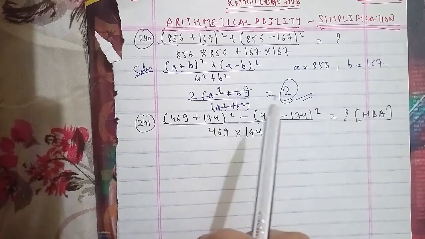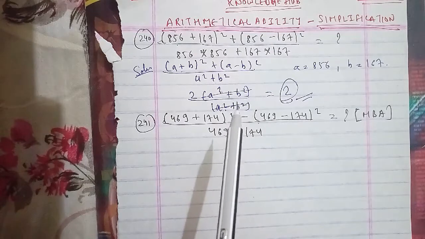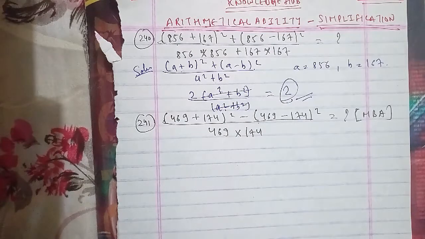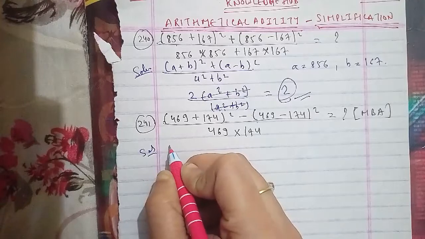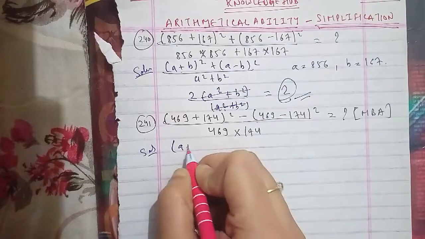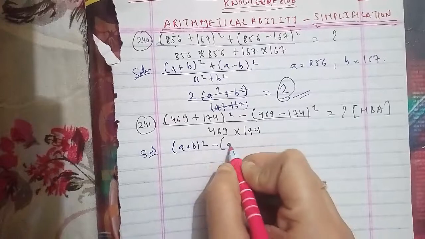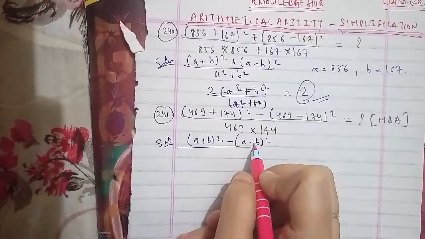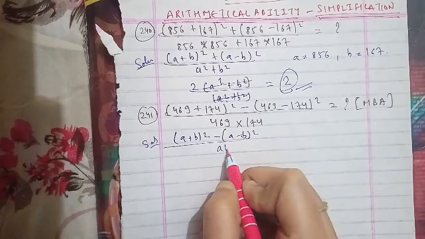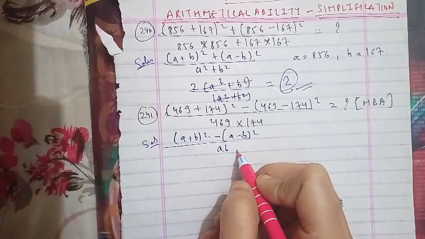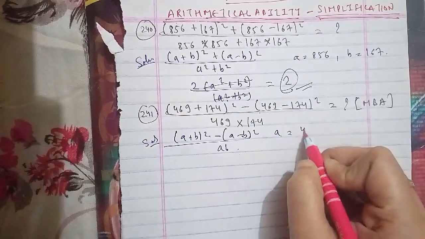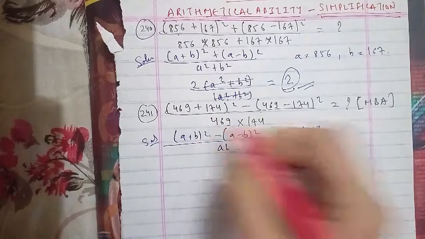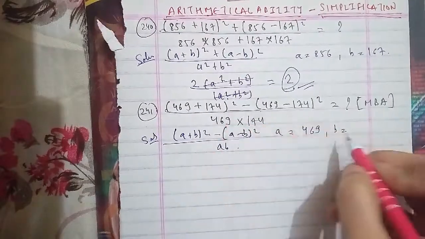And the solution for the given expression is in the form (a plus b) square minus (a minus b) square, whole upon ab. This has been represented like this. So here a equals 469 and b equals 174. On the same case, we are talking about (a plus b) square minus (a minus b) square.